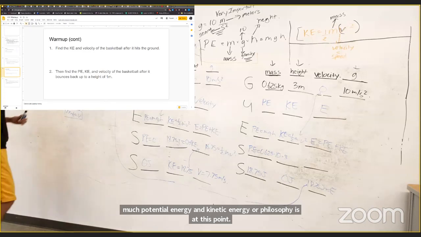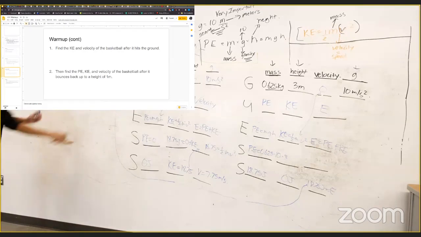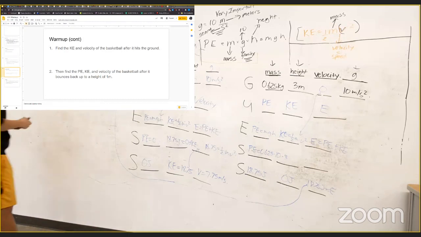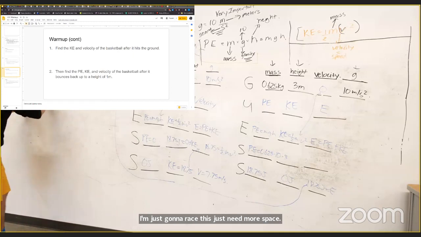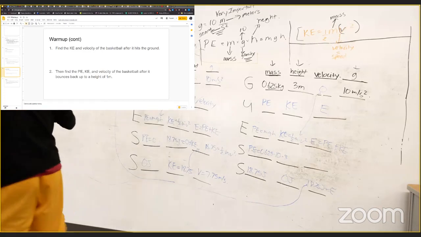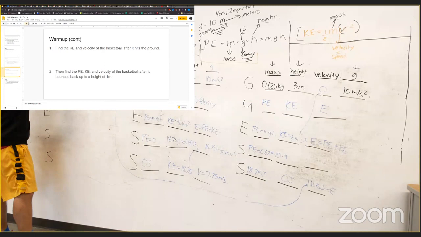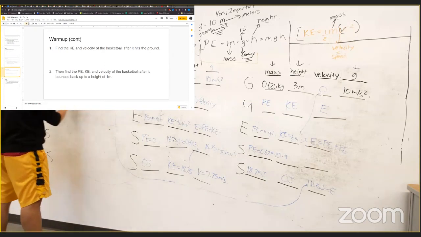I'm just going to erase this to make more space. So it bounces back up to a height of 1 meter. That is very important. Again, I want to identify the things that we don't know, and the things that we know.